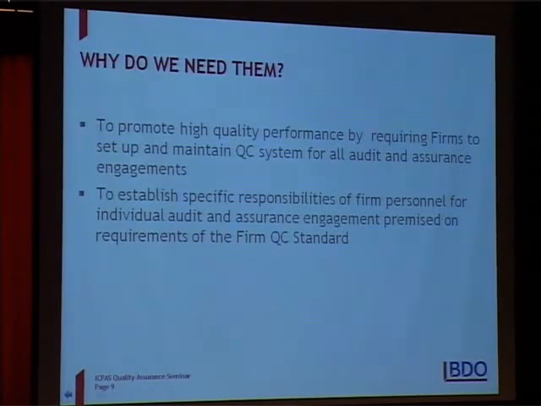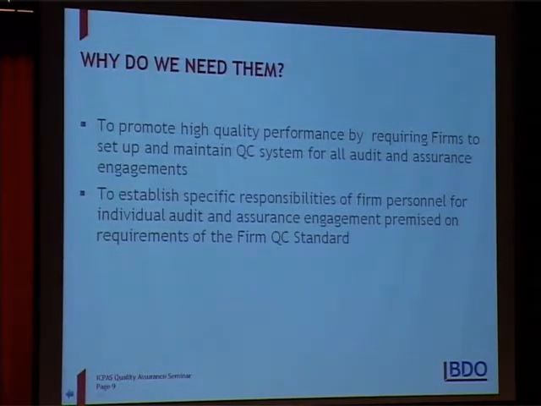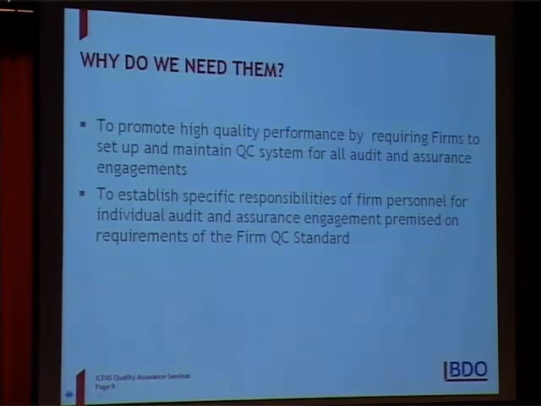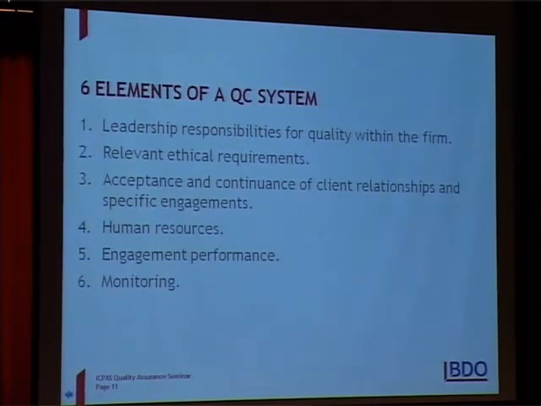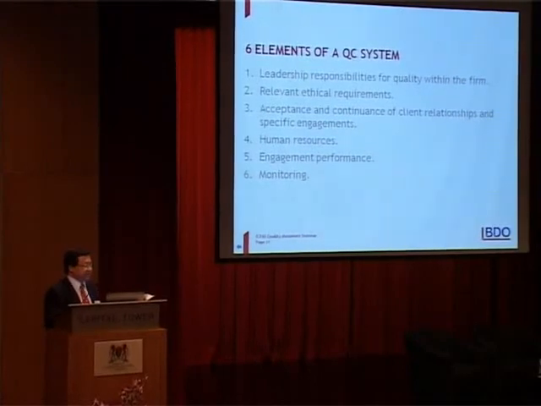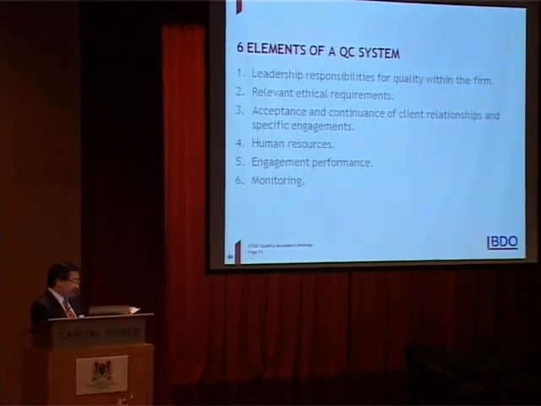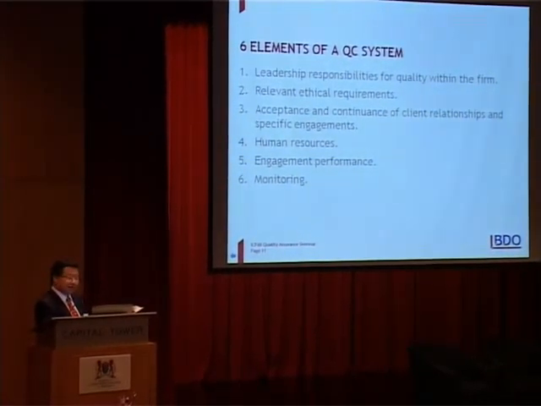It also establishes various specific responsibilities of the firm personnel for each audit and assurance engagement, the requirements of the firm QC standard. There are 6 elements of the QC system. Number 1, the leadership responsibilities for quality within the firm. This is to describe the firm's responsibility to promote an internal culture focused on quality. Element number 2, relevant ethical requirements, is to provide guidance on the fundamental principles which define professional ethics, including independence.